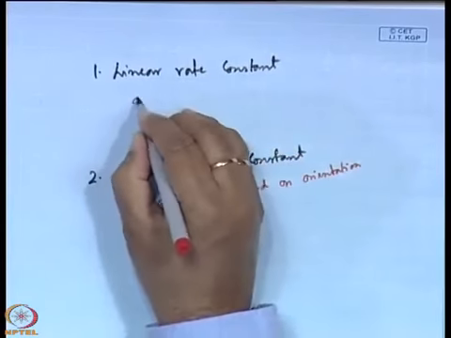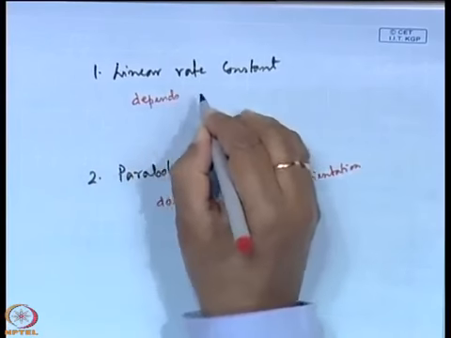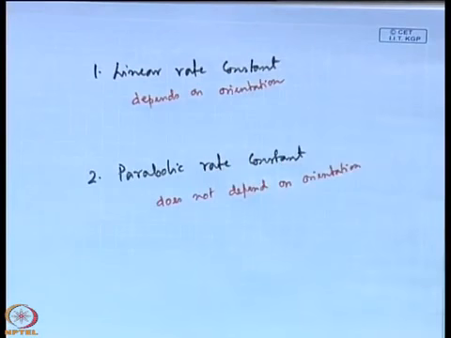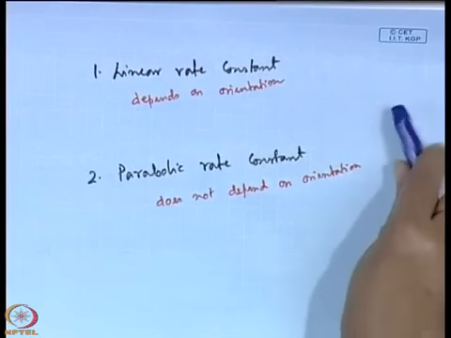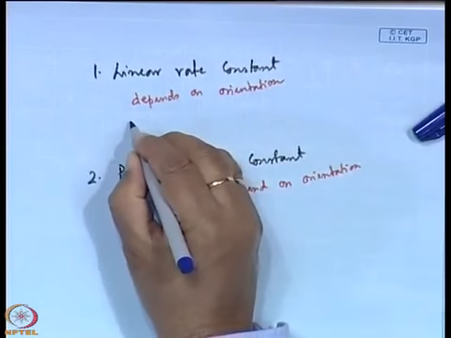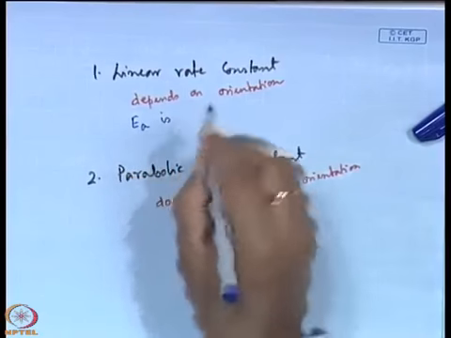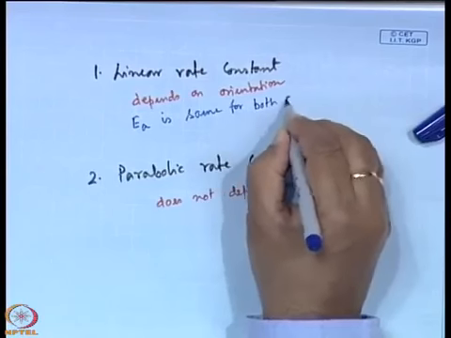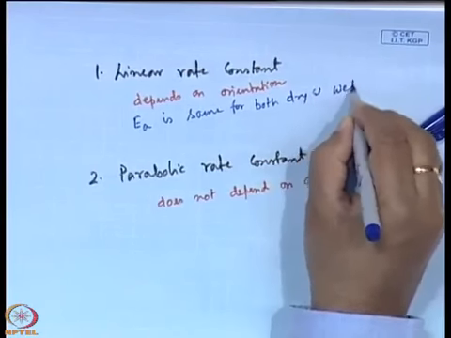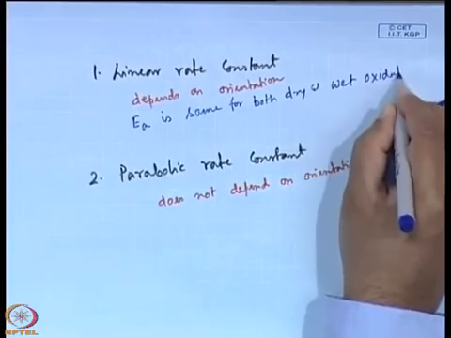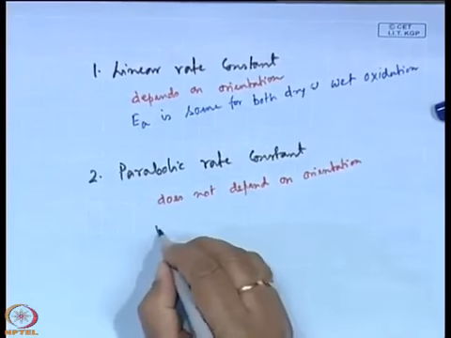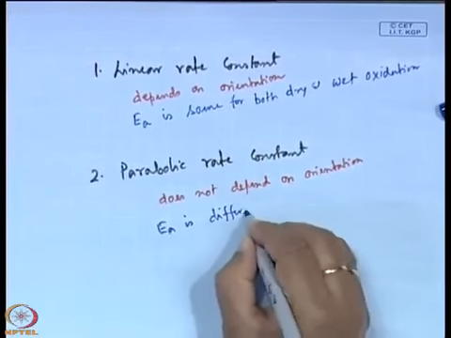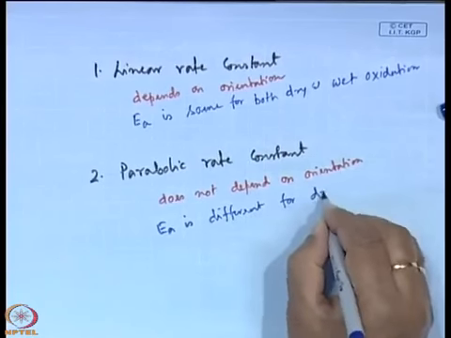Linear rate constant, it depends on orientation. Then in linear rate constant, the value of activation energy E A is same for both dry and wet oxidation. Here E A is different for dry and wet oxidation.